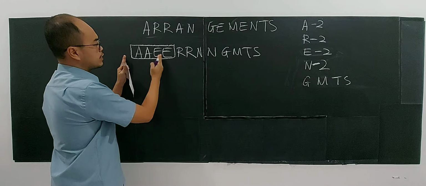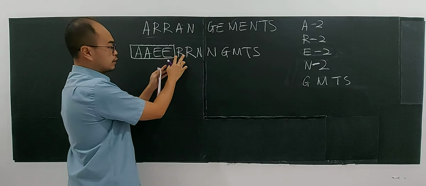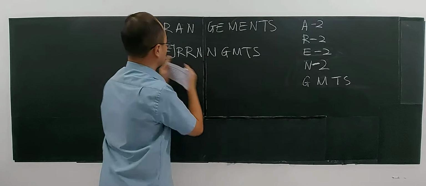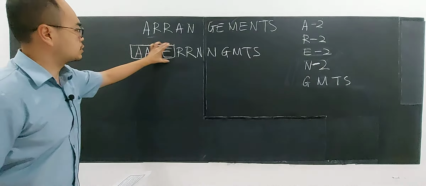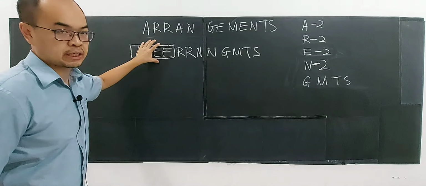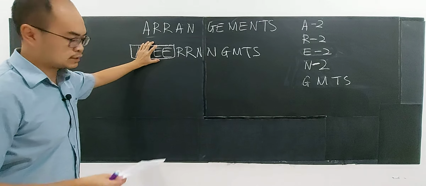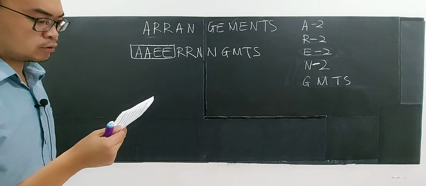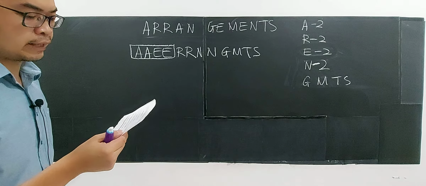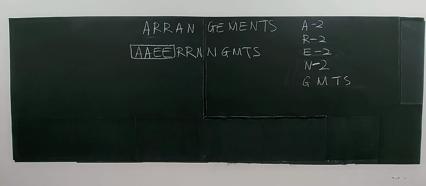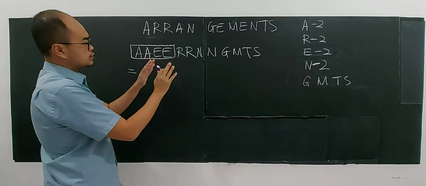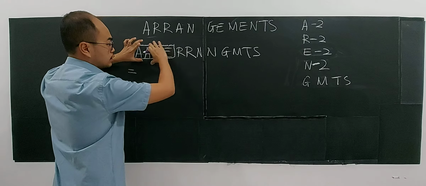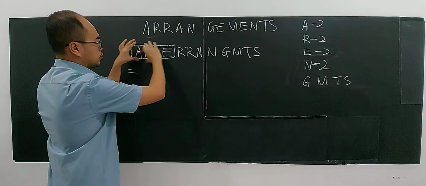Even the AAEE can be inserted in between, like AAEE, R, N, G, M, T, S, or the AAEE can be arranged here, and among these also can be arranged. Because I assume this as one object now. The two letter E's and the two letter A's are together, so I assume them as one object. At first we assume this one will be one object because they must move together.